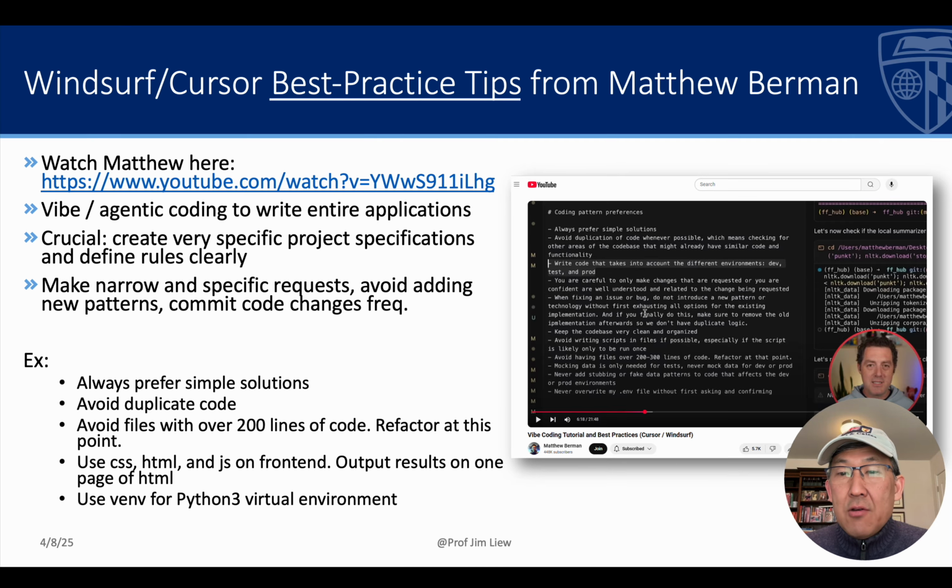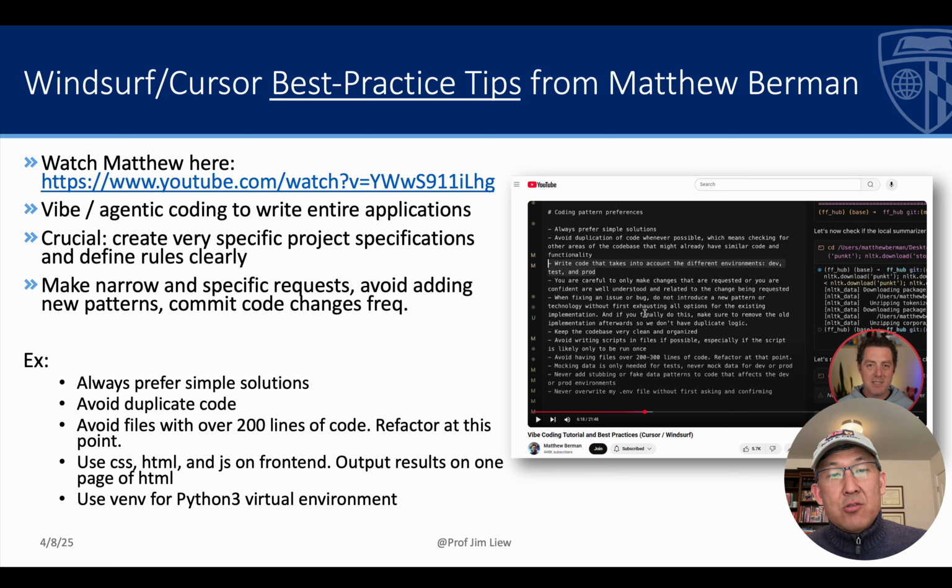Okay, so here are some best practice tips from Matthew Berman. Part of your assignment is actually watching him walk through. He's a very senior developer, and he's using vibe coding and Codium in a way that I think is very interesting, and he has a lot of tips for us to learn about. I think he does a really good job of communicating the advantages and the intuition on how this is working. Some of his global rules are: always prefer simple solutions, avoid duplicate code.